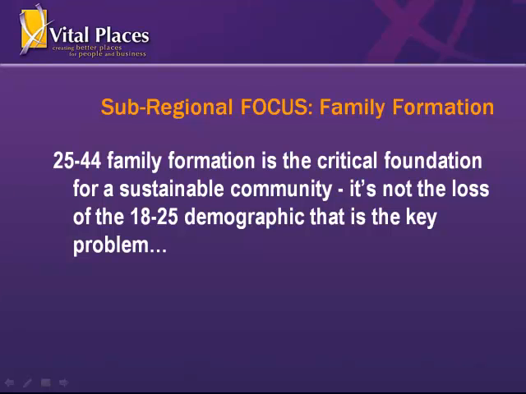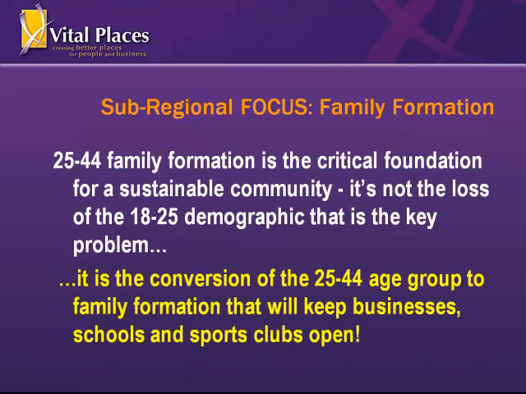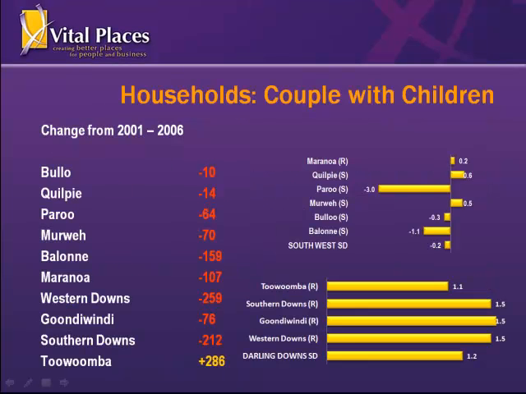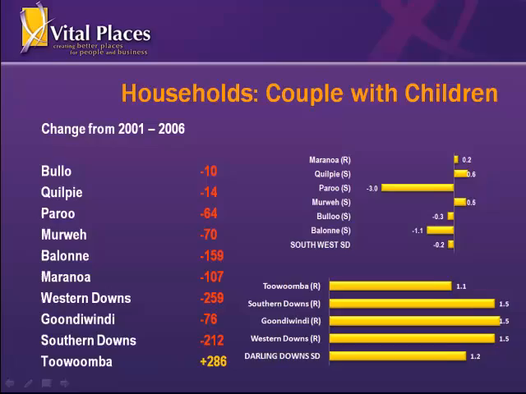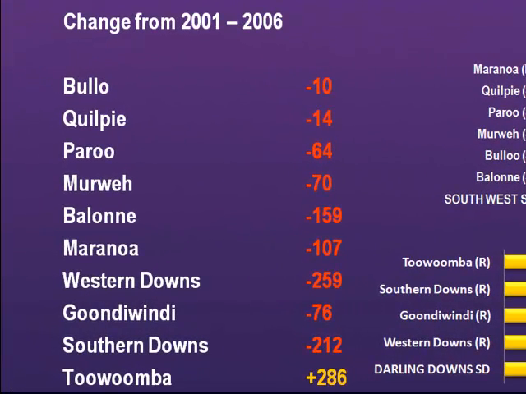In particular, the 25 to 44 family formation demographic is the critical foundation for a sustainable community. It's not the loss of the 18 to 25 demographic that is the key to the problem. The real issue is that young people return to establish and raise a family in these communities, because it is the conversion of the 25 to 44 age group to family formation that will keep businesses, schools and sport clubs open. Another indicator is the change in households that have a couple with children.